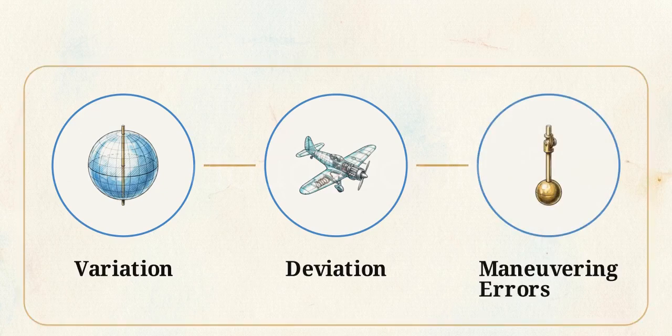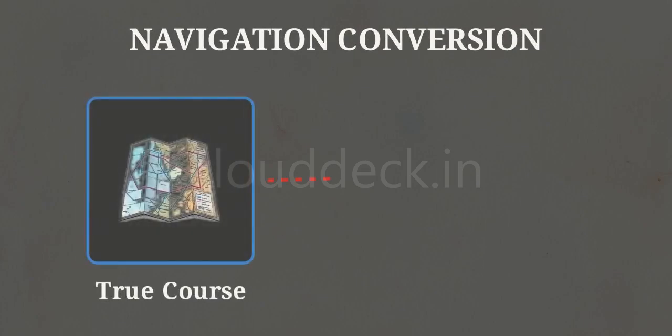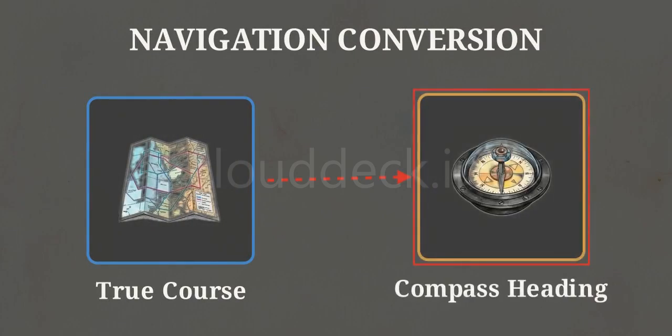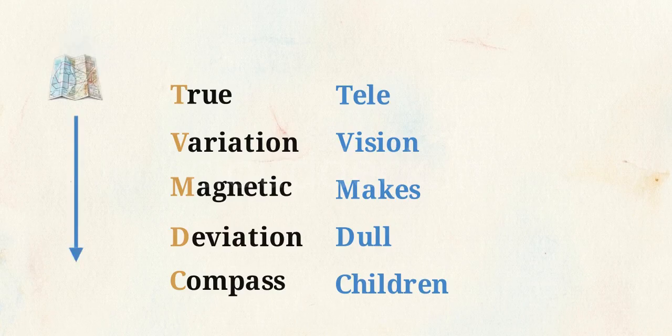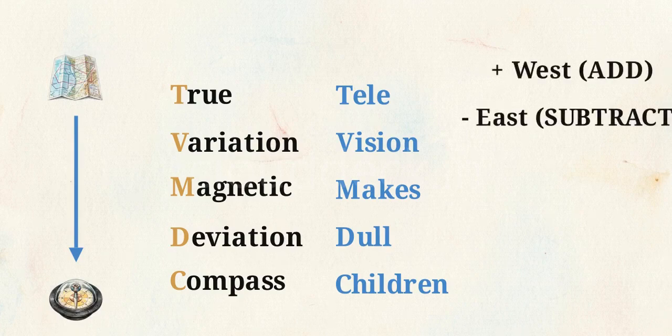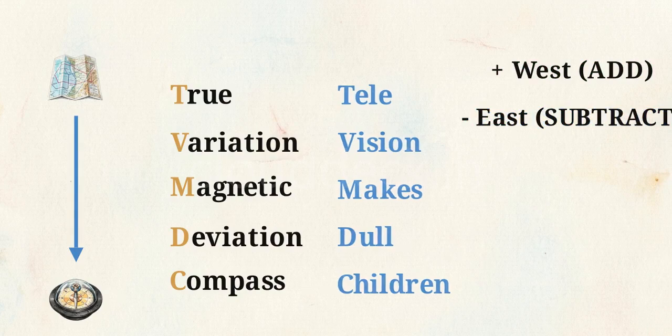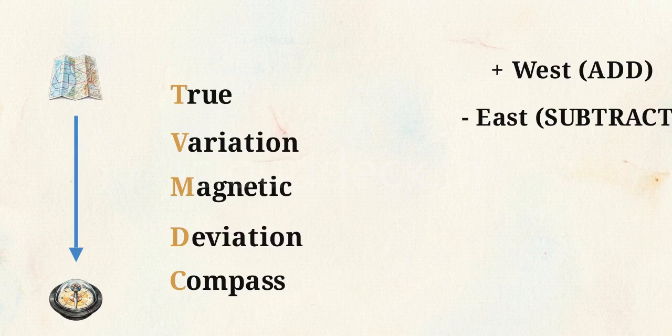To navigate accurately, you have to convert your mapped true course into a flyable compass heading. The standard calculation sequence is true, variation, magnetic, deviation, compass. You can memorize this progression with the phrase, "television makes dull children." When calculating down this chain, from a paper chart to the cockpit instrument, we follow a strict mathematical rule. Westerly errors are added, and easterly errors are subtracted. A common memory aid for this direction is west is best, east is least.